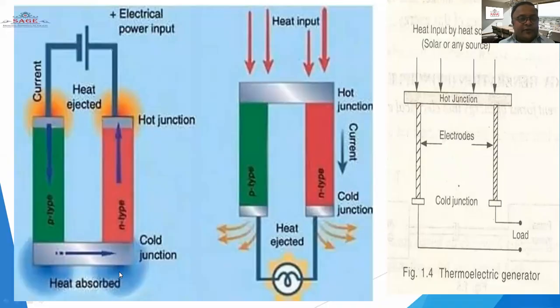P type and N type junctions are created. Current will flow when the two dissimilar materials are joined at their ends.